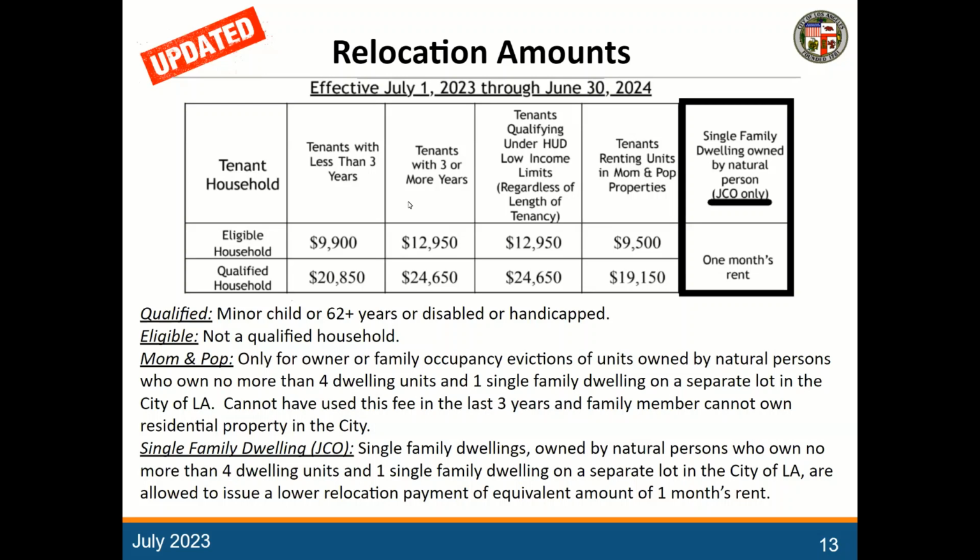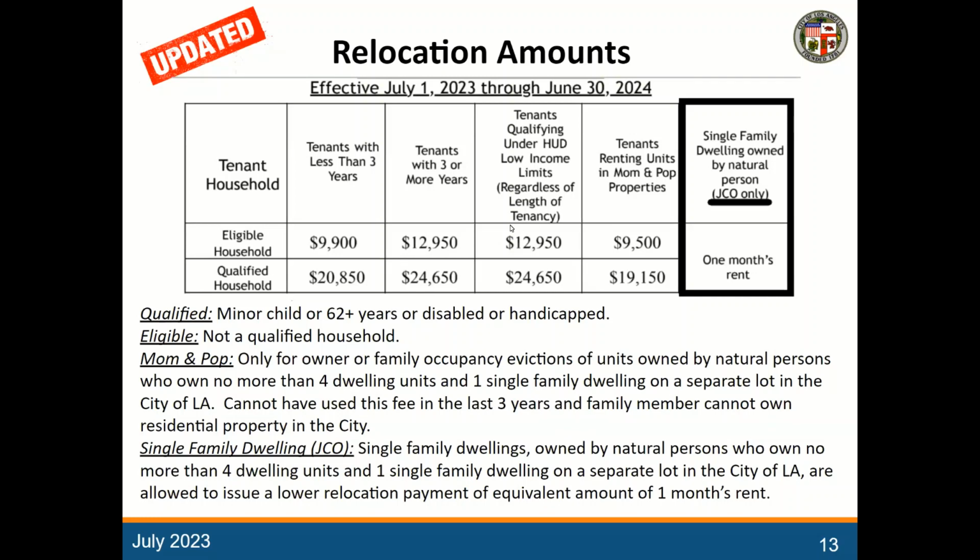As you can see, the other factor that we look at is the length of tenancy. So if a tenancy has been in the unit less than 3 years, they receive the relocation amounts in the first column, depending on whether they're eligible or qualified. If they've been in the unit 3 or more years, they receive the next rate of relocation amounts on the second column.